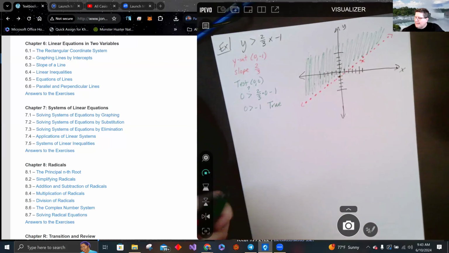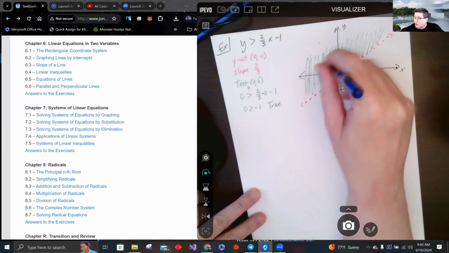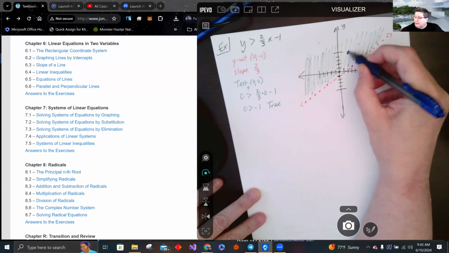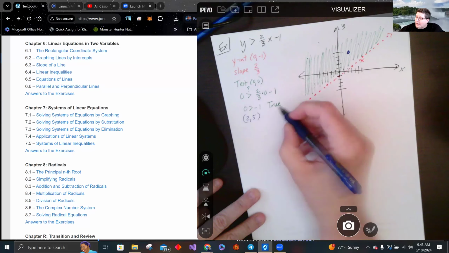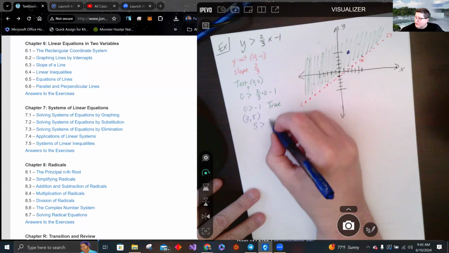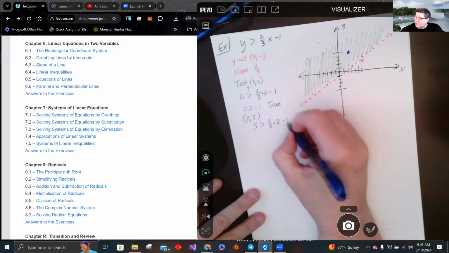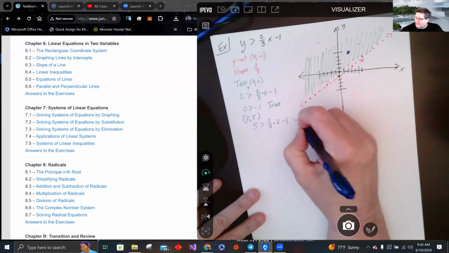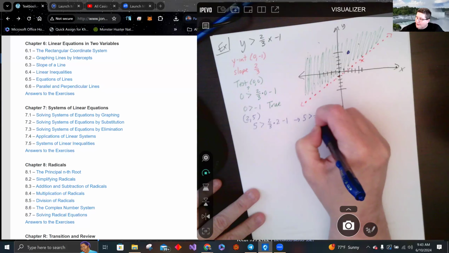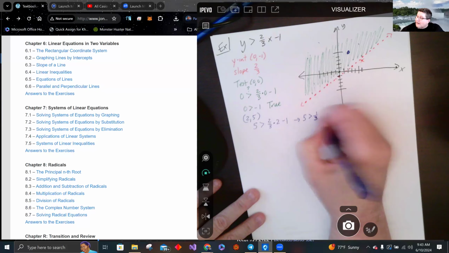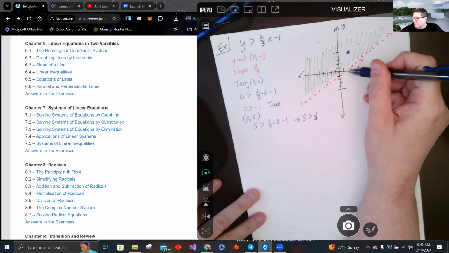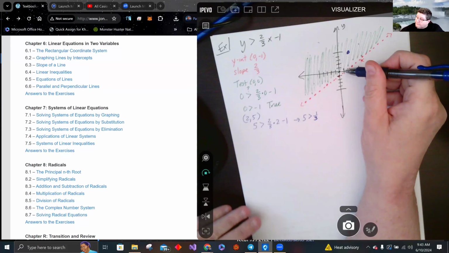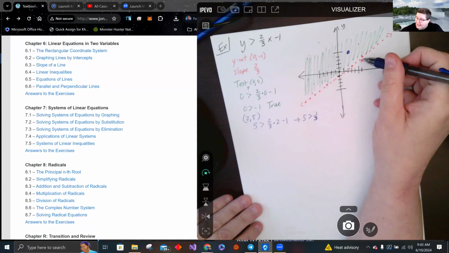What this means is any point up in this region works. Like I could try 2, 5. 2, 5 is up here. And I have 5 is greater than 2/3 times 2 minus 1. That's 4/3 minus 1. That's 5 is greater than 1/3. Also true. The closer you get to the actual line, the more questionable it gets, the closer it gets to being not true. On the line, it's actually not true.